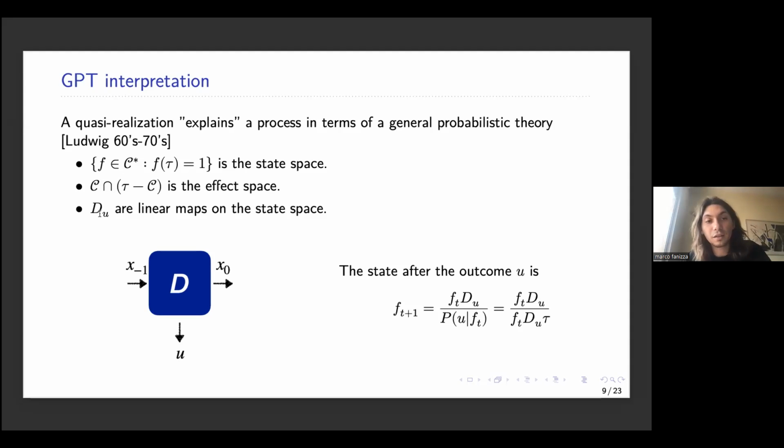And then the maps are in fact linear maps on the state space. And at each step, the state gets transformed by this linear map, and the state after the outcome u at time t+1 is obtained from the state at time t, acting with the map d_u and dividing by the probability of getting u.